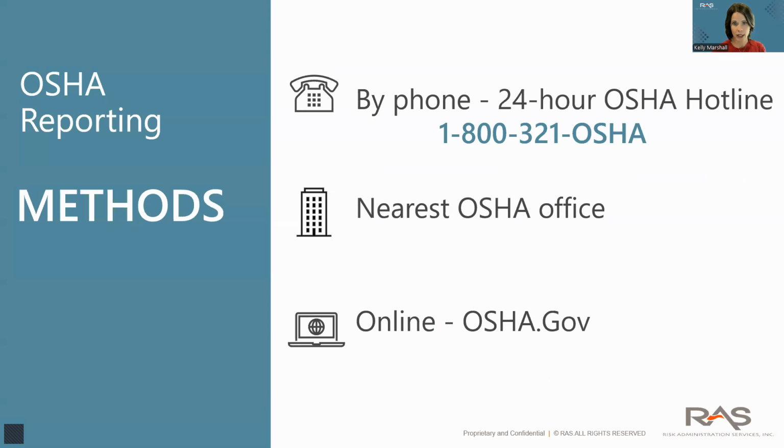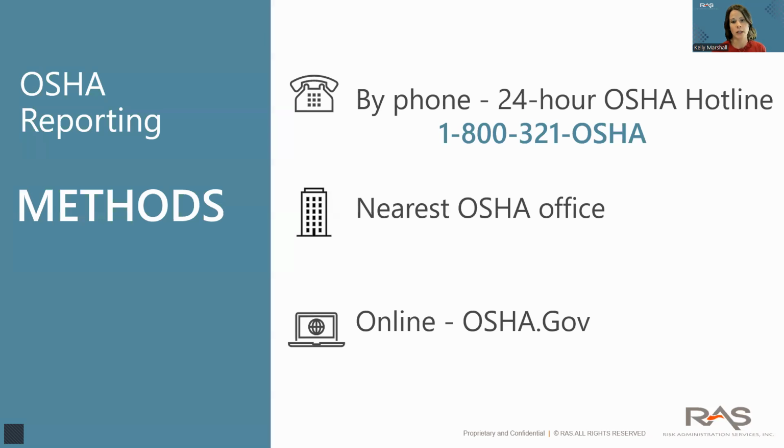So how do we do that? When you have those conditions that need to be reported to OSHA, these are your options. You can call the OSHA hotline 24 hours a day. You can report to your nearest OSHA office, and you can also report 24 hours a day online at osha.gov.